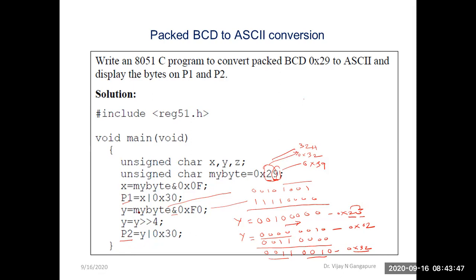So what we have done: we have my byte 29, which is a BCD number. The objective is to convert this BCD number to ASCII codes and output these ASCII codes to port 1 and port 2. First we derived the ASCII code of 9, that is 39, and outputted it to port 1. Then we derived the ASCII code of 2, that is 32, and outputted it to port 2. That is what is asked in the statement.